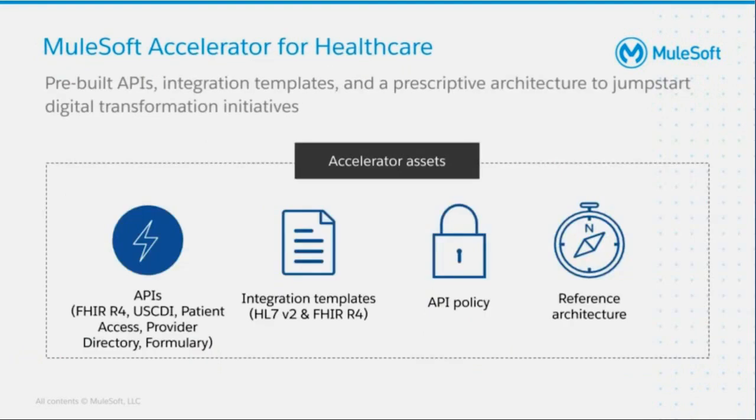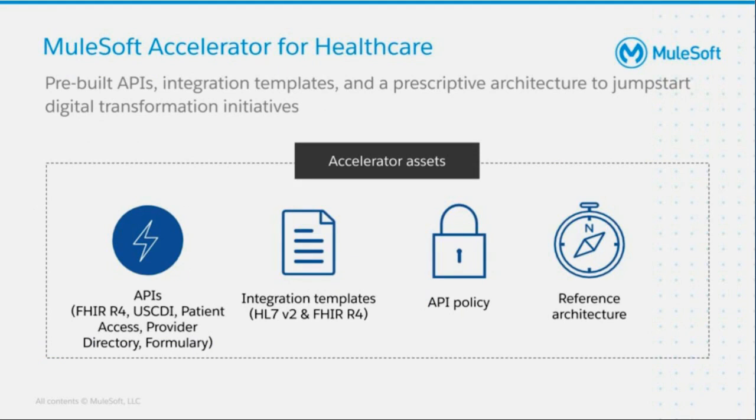Our Accelerator for Healthcare consists of four main components to help you deliver your IT projects faster. First are API specifications that adhere to the FHIR R4 standards, as well as the patient access, provider directory, and formulary APIs necessary to meet the CMS and ONC interoperability mandates.